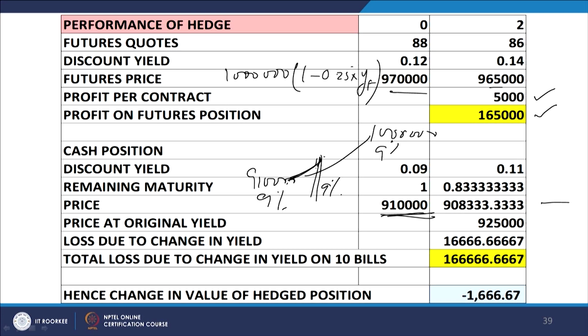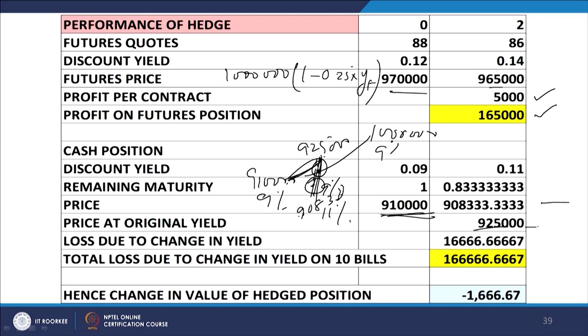Therefore, when you liquidate it at t equal to 2 months, even if the yield had not changed, it had remained 9%, the price would have gone up by a certain amount. The price would have been 925,000 at this point. However, because the yields have changed, the market interest rates have changed, the actual price has gone down. Instead of 925,000, it has now shown 908,333.